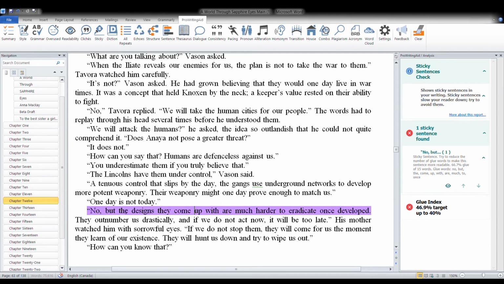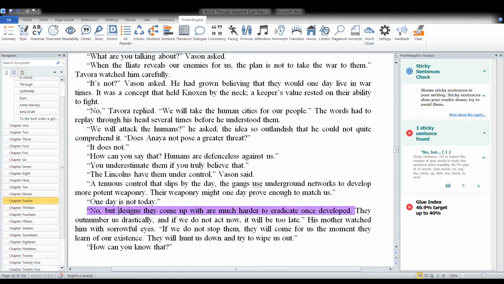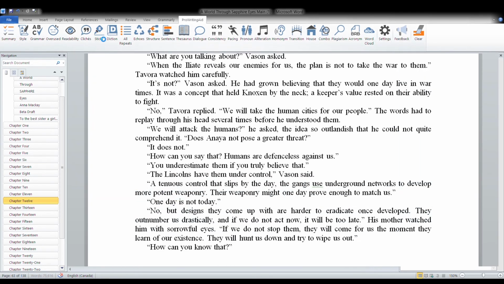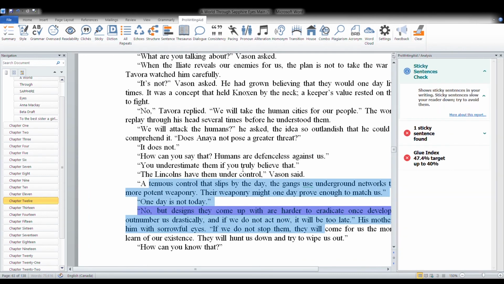No, but designs they come up with are harder to eradicate once developed. That's fine. Let's see if it catches that on the second round of sticky. It still does, but it's better, its analysis is better.